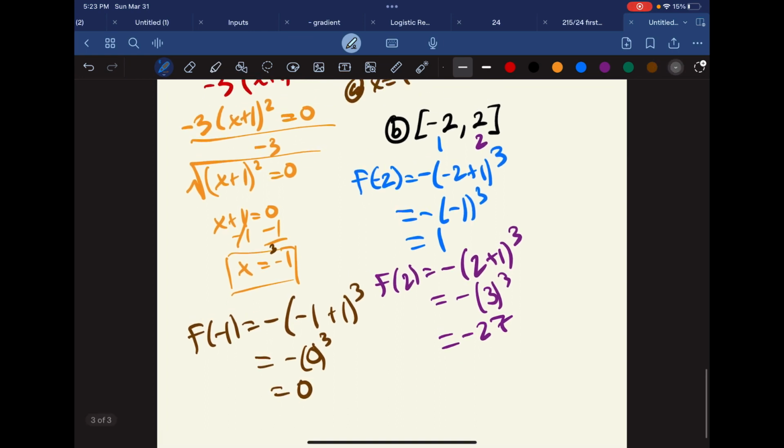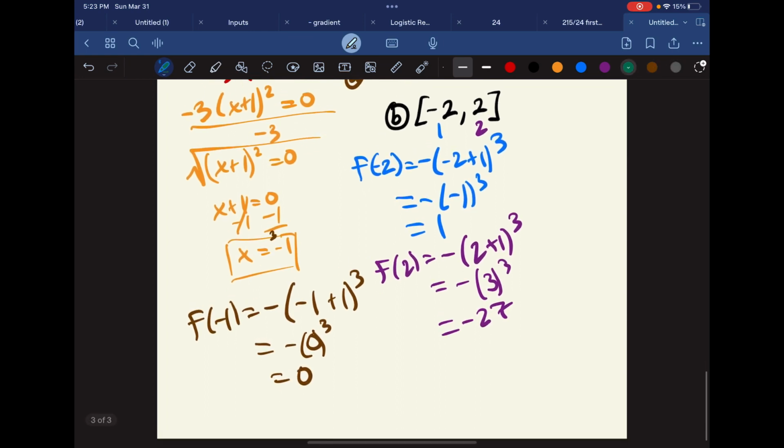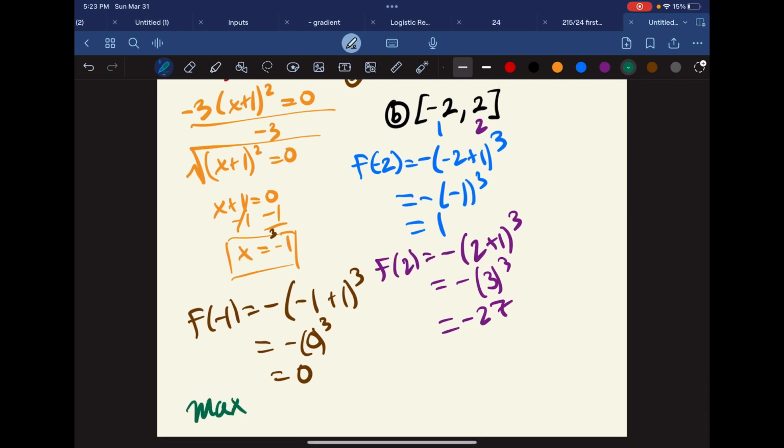So then now we say we got a max. So we get a max of, and then we look through which one has the highest value. That's going to be 1. So 1 is our highest value. That's going to be our max on the interval. Max of 1 at, and then the x value that it occurs at, well, that's going to be negative 2.